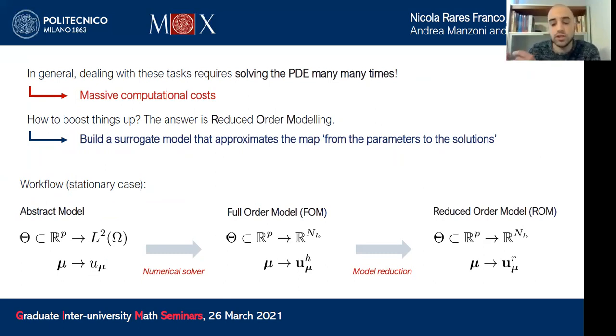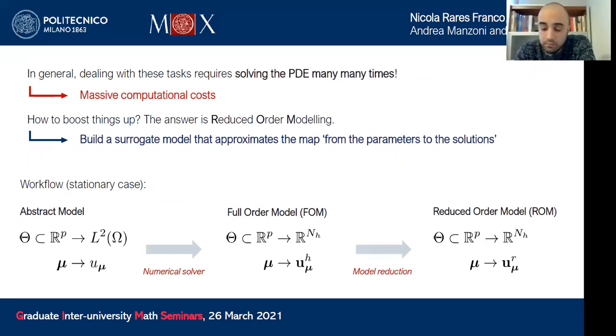So you try to adjust the parameters, but every time you change the parameters, you have to solve the PDE once again, because you have a different model. You have to solve it in order to see if the model matches the real data. So you have to solve the PDE many times, and doing this can be very, very expensive.